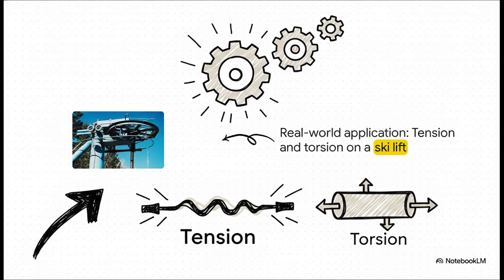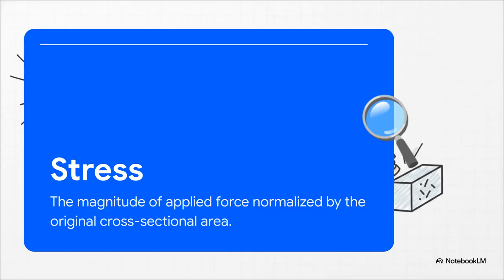Our structural integrity and, honestly, our lives depend on engineers knowing exactly how these materials are going to respond to these specific loads. To predict that response, engineers use a concept called stress, represented by the Greek letter sigma. But stress isn't just the raw force. It's the magnitude of the applied force, F, divided by the original cross-sectional area, A0, of the material before any load was applied. Now, why do we normalize it against the area?